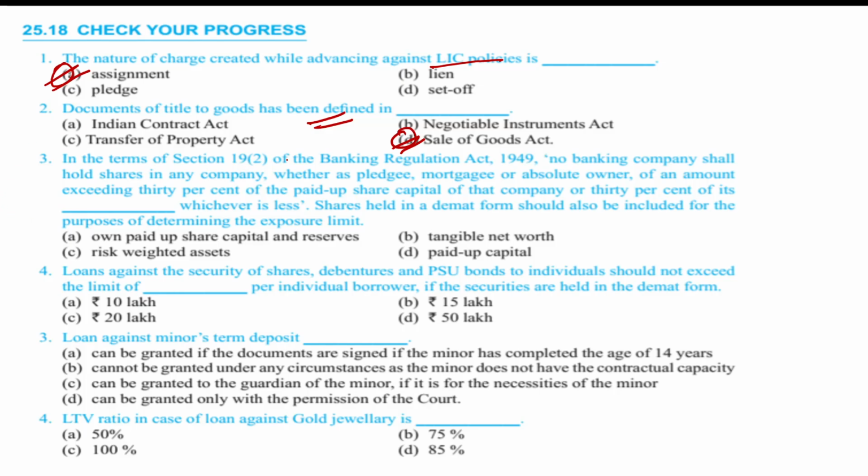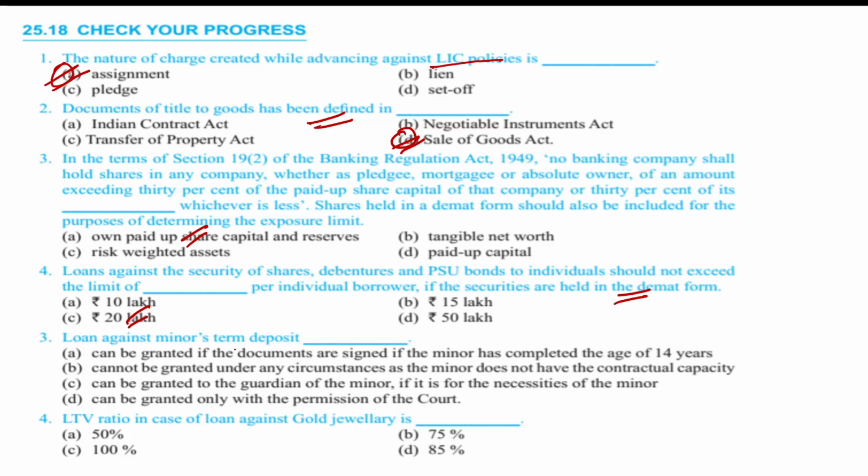In terms of Section 19(2) of the Banking Regulation Act, no banking company shall hold shares in any company, whether as pledgee or mortgagee, or absolute owner, of an amount exceeding 30% of the paid-up share capital of that company, or 30% of its own paid-up share capital and reserves, whichever is less. Loan against security of shares and debentures should not exceed the limit per borrower. If held in demat form, it is 20 lakhs. If it stays physical, then the answer will be 10 lakhs. So for question 4, C is the correct answer.